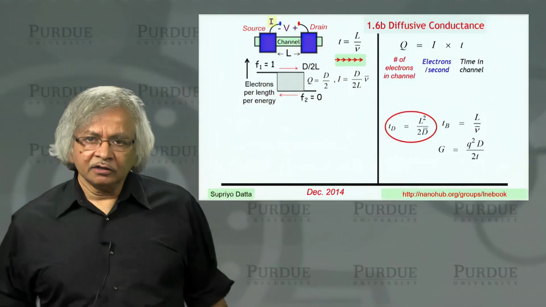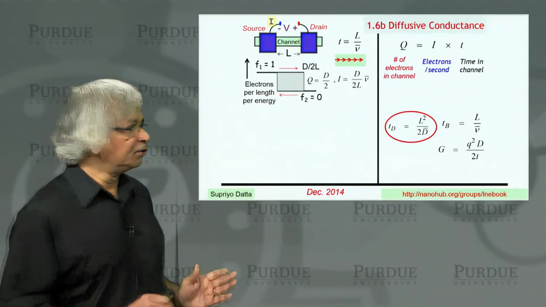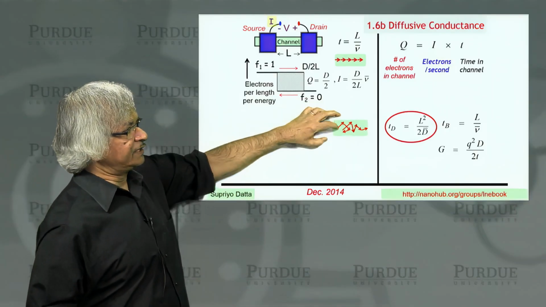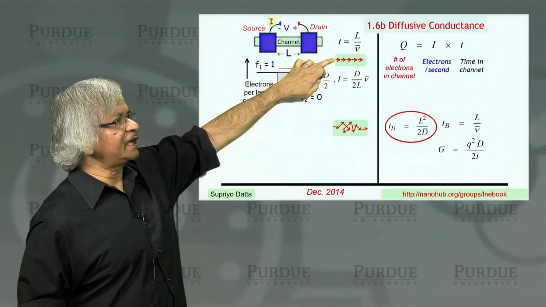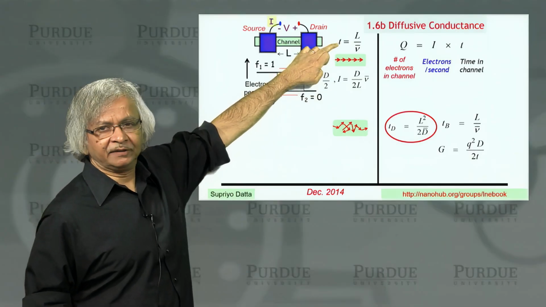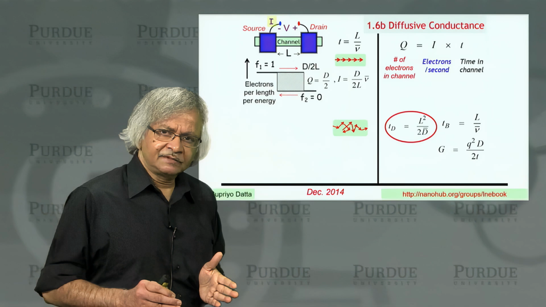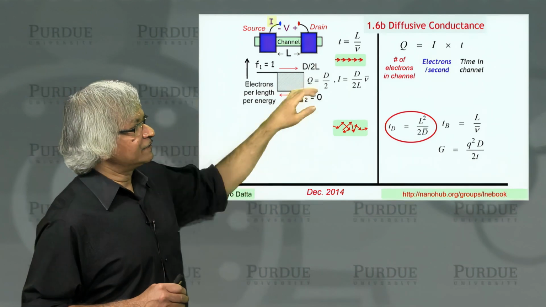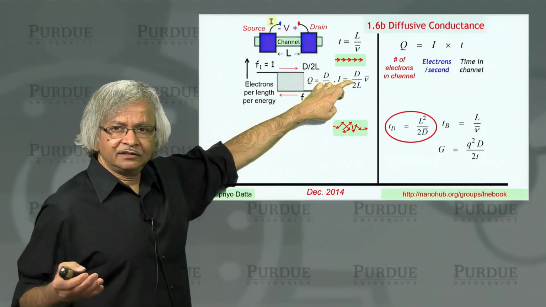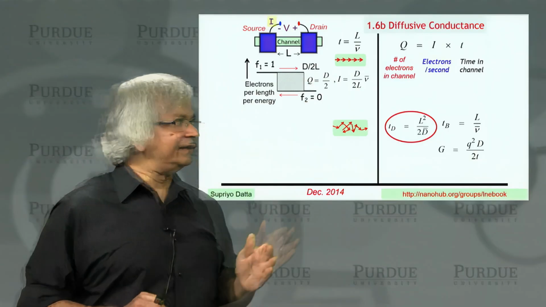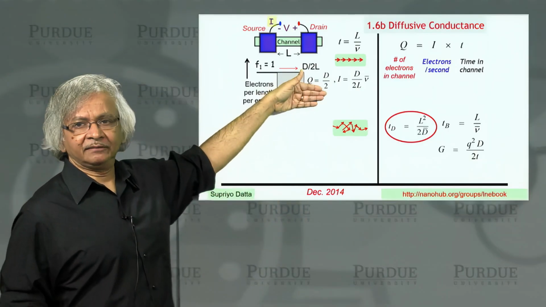Now let's go on to diffusive transport. What we'll do in this case is, we'll use the relation in reverse. For ballistic transport, it was easy to write down the time. For diffusive transport, it's not quite so easy. So instead, we'll try to write the current using a standard diffusion equation, and then try to deduce the time from there.